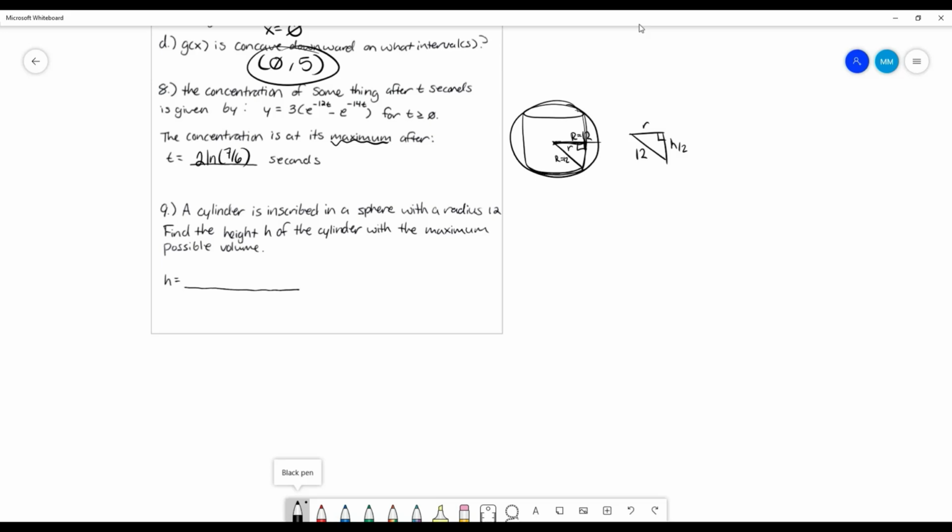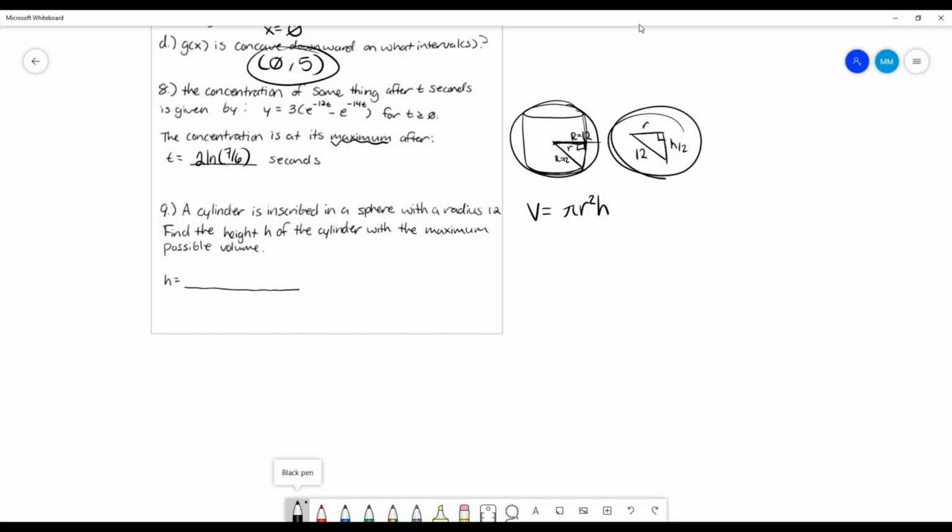So let's just figure out, let's see, what is the volume for a cylinder? I believe it is pi r squared h, or is it 2 pi r squared h? That is the question. Let me just make sure I have that right before I start doing it. Okay, yes, it's what I have written. It is pi r squared times the height.